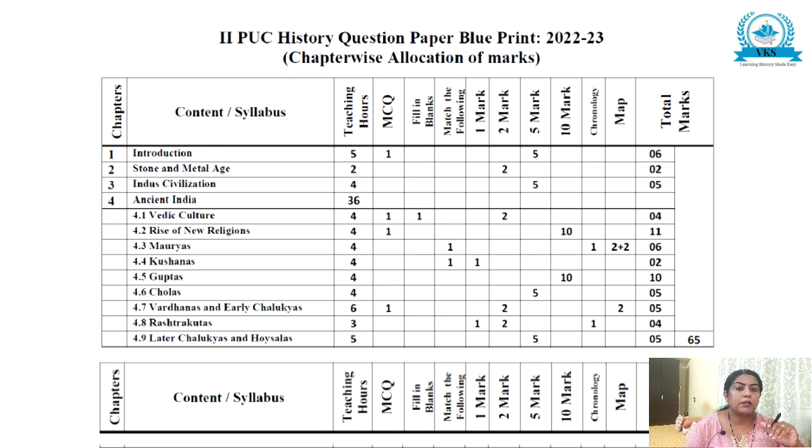The detailed explanation regarding the pattern I will be explaining in the next video, and I will also be uploading a video with a model paper based on this new pattern. For the time being, today we will discuss the blueprint which is released by the PU Board. If you concentrate and understand all these important things, it is very easy to score 100% marks in history exams. So without wasting time, let us get into the video.